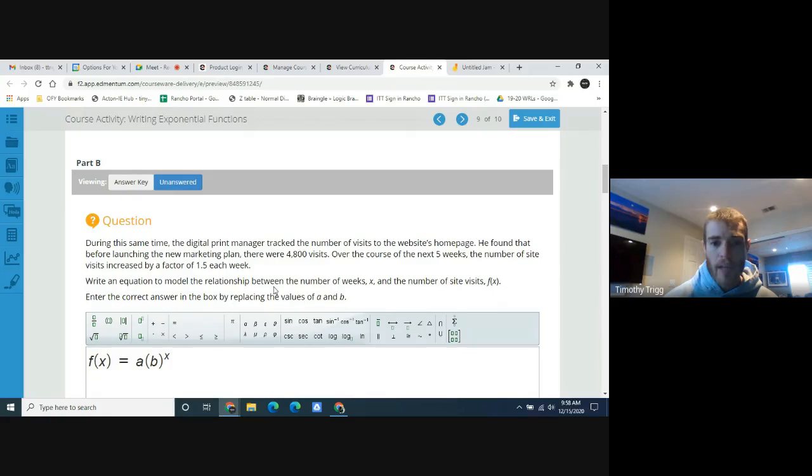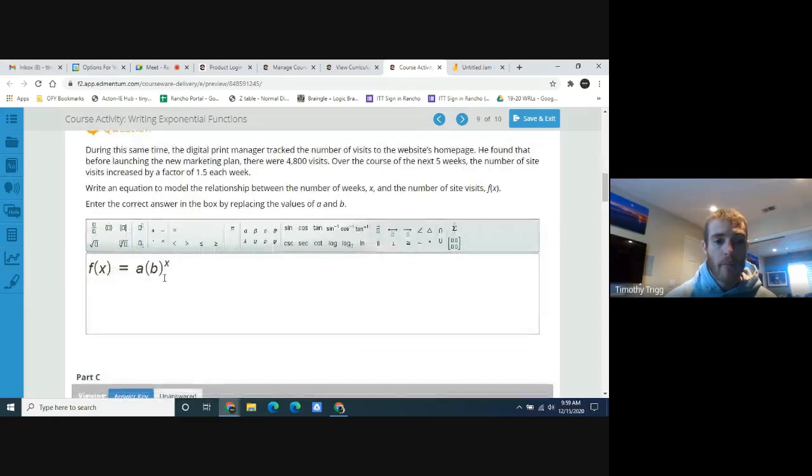Write an equation to model the relationship between the number of weeks x and the number of site visits f of x. Enter the correct answer in the box by replacing a and b. So it's similar to the one we just did, except they're not giving us values down the list. But replace a with the starting amount. What is the starting amount in this case? And replace b by the growth factor. So replace a with the starting amount and b with the growth factor based on this. All right, see if you can do that.